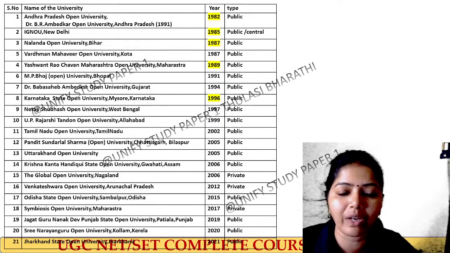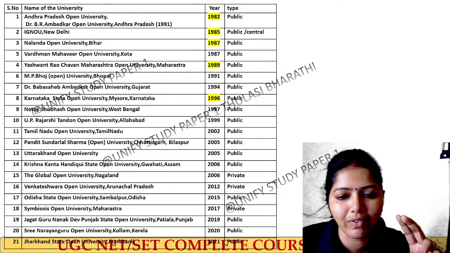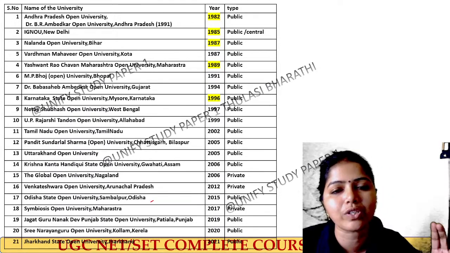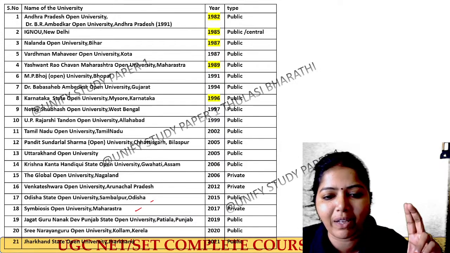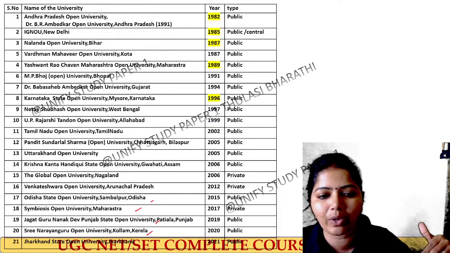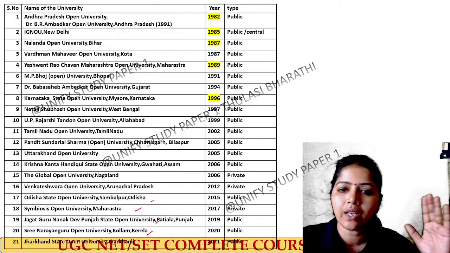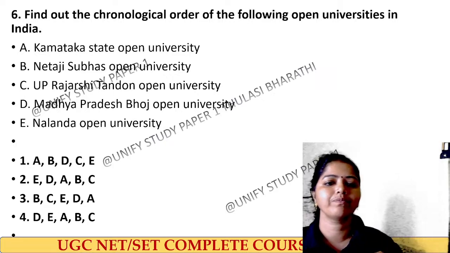In 2021, we have Jharkhand State Open University. And then, for the last 5 years, please kindly go through: Odisha Open University 2015, Symbiosis Open University 2017, and then Punjab, we have an Open University. Kerala, we have an Open University 2020. 2021, Jharkhand State Open University. Just go through these important ones. Okay, right. Next one.